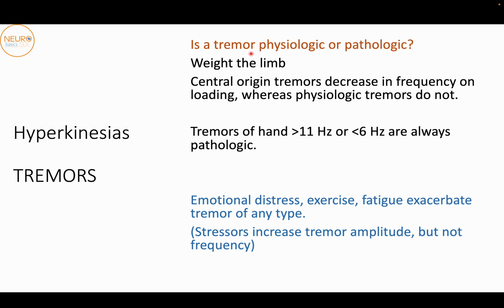Another way to identify them would be to find out the frequency that we cannot do visually, but a tremor of a hand which is more than 11 hertz or less than 6 hertz is always going to be pathologic. An important thing to remember about tremors is any type of stress will increase tremors. Okay, but these stressors always just increase the tremor amplitude, but they do not as such change the tremor frequency.